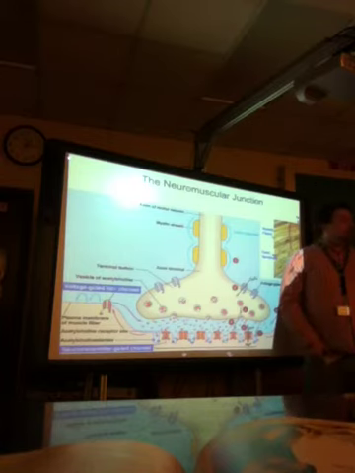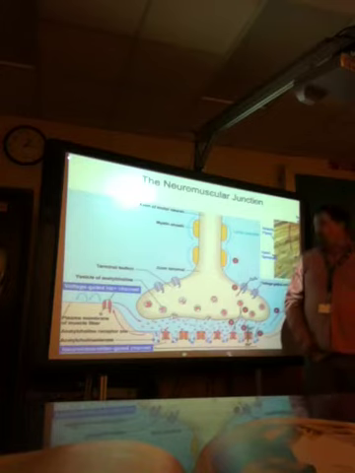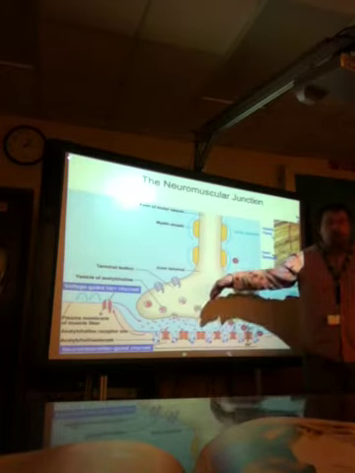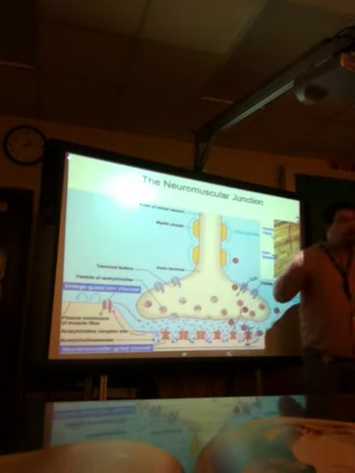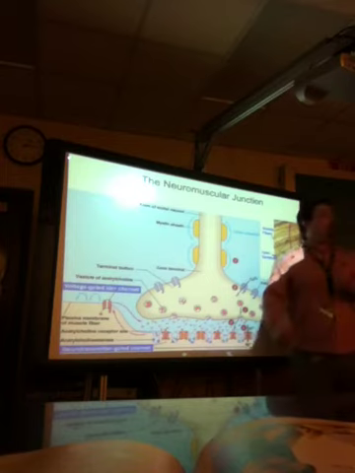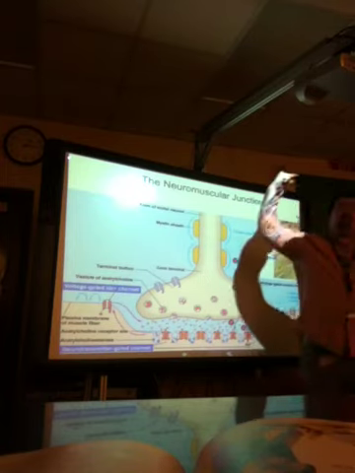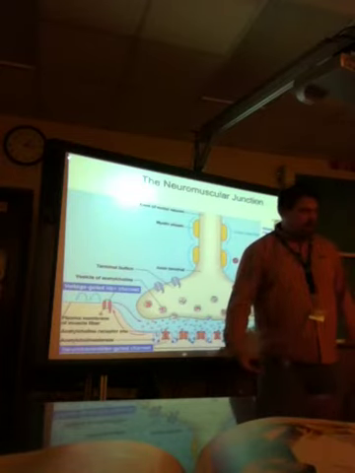Sensory or motor? Motor. Why? What are we making them do? What are these nerves going to do? Move. Make a muscle contract. So when we tell something to do something, it would be a motor neuron. So it's sending an action potential from where? Your brain. Brain down to a muscle.